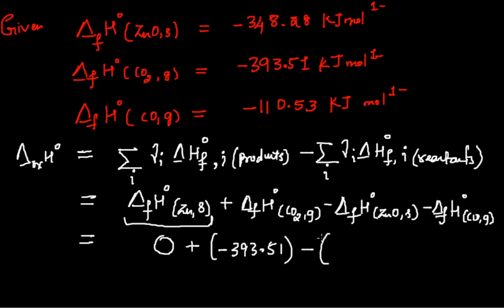What is the enthalpy of formation of zinc oxide? It is minus 348.28, and the enthalpy of formation of carbon monoxide is minus 110.53. So if you calculate, put the answer.